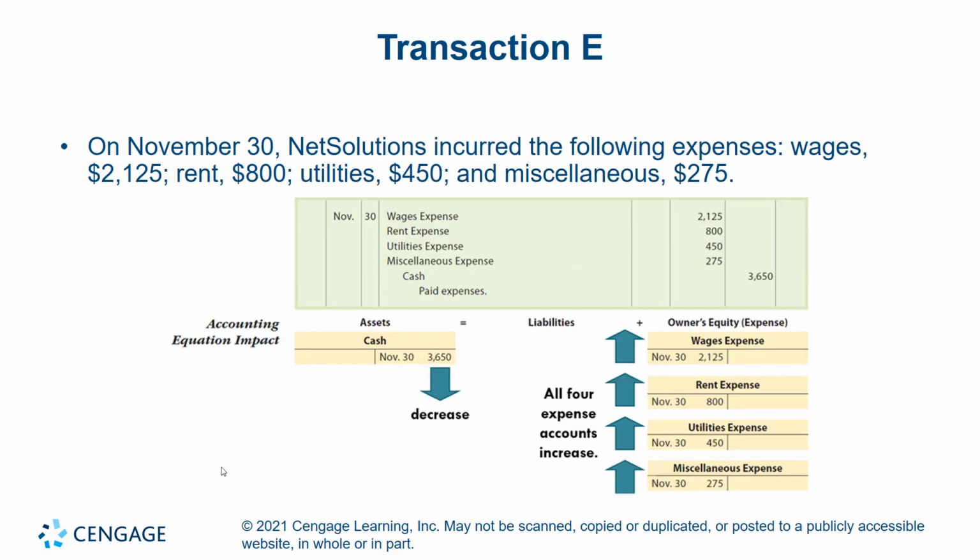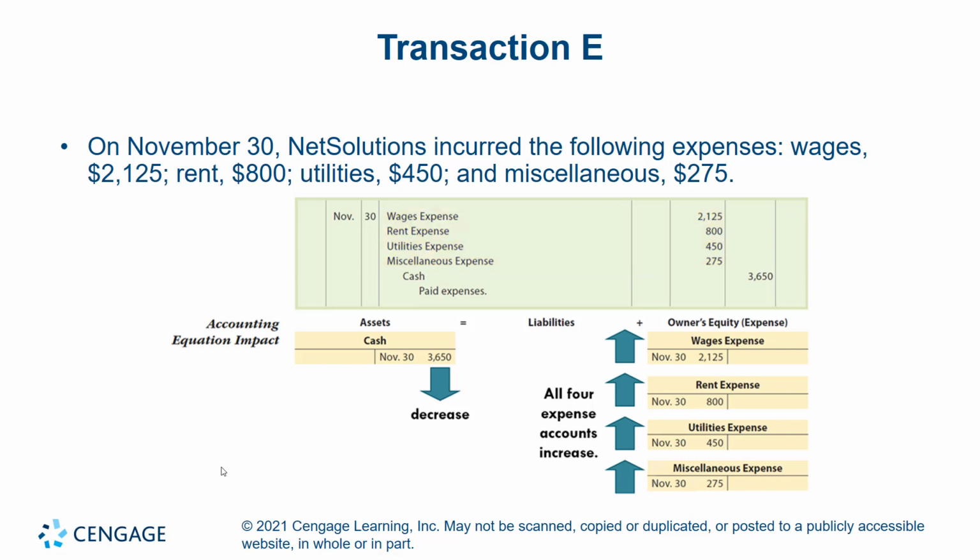On November 30th, Net Solutions incurred the following expenses: wages, rent, utilities, miscellaneous. All of these four expenses total $3,650. Expenses are part of AED. In any of those AED accounts, we record the increase on the debit side. So we list each of these expenses out. Wages expense, $2,125. Rent expense, $800. Utilities, $450. And miscellaneous expense, $275. All of these on the debit side.